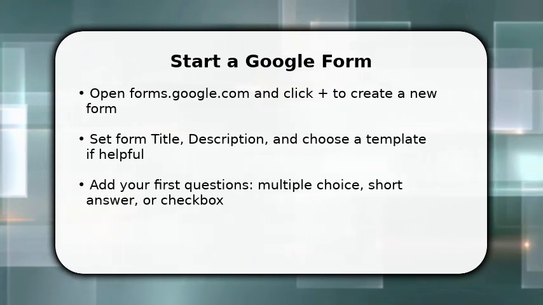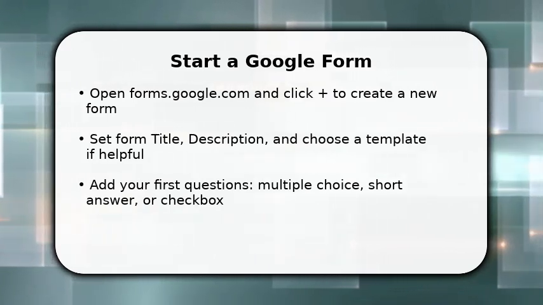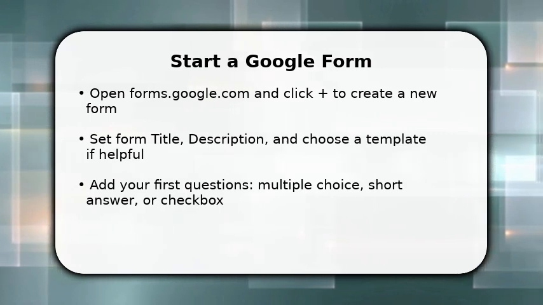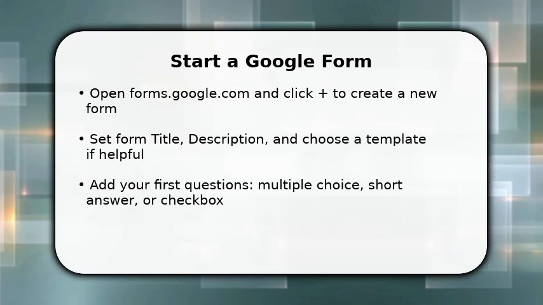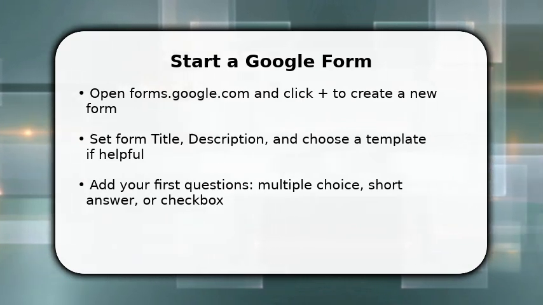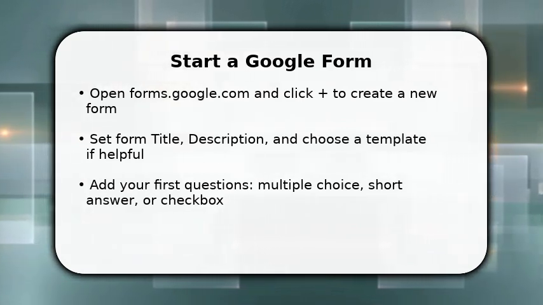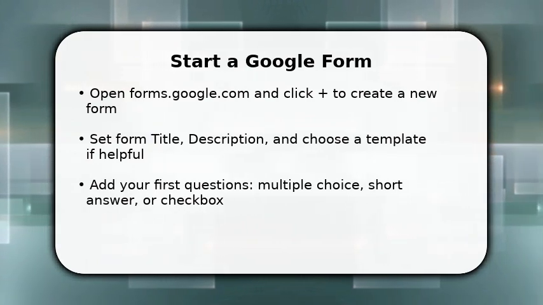Next, add your first questions. Pick types that match the answers you want, like multiple choice for single answers or short answer for one-line responses. Once done, mark crucial questions as required and make sure to save a draft as you go. This keeps your progress intact.